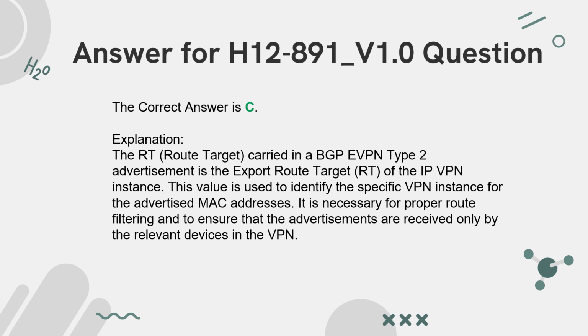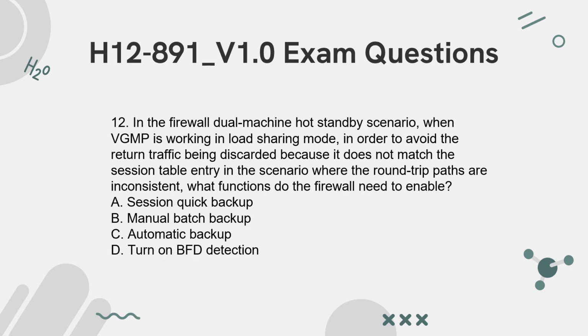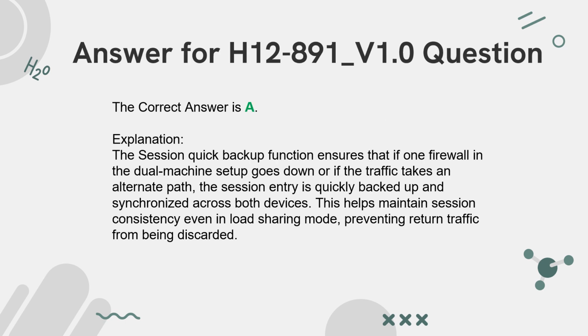In the firewall dual machine hot standby scenario, when VGMP is working in load sharing mode, in order to avoid the return traffic being discarded because it does not match the session table entry in the scenario where the round-trip paths are inconsistent, what functions do the firewall need to enable? A. Session quick backup. B. Manual batch backup. C. Automatic backup. D. Turn on BFD detection. The correct answer is A.